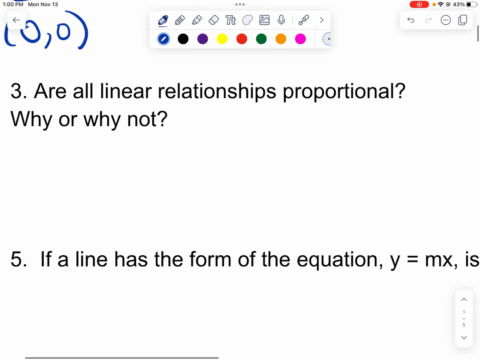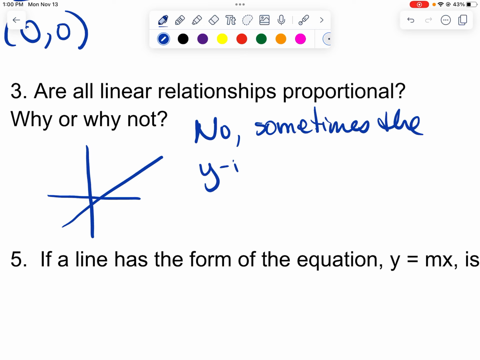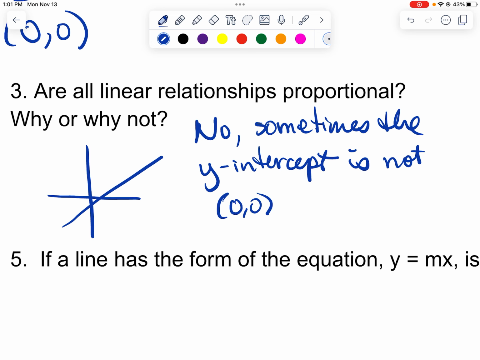Are all linear relationships proportional? Well, if I look at this, is this proportional? No. Sometimes the y-intercept is not 0, 0.